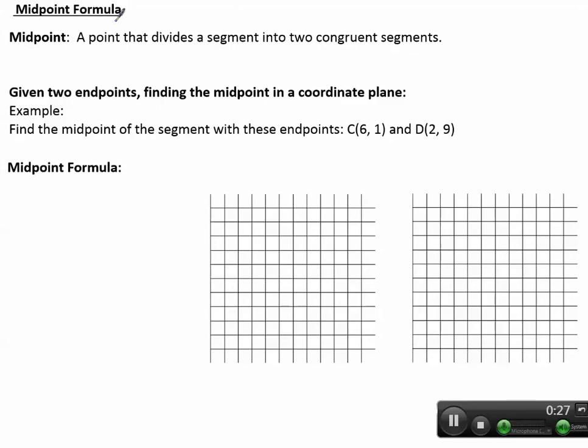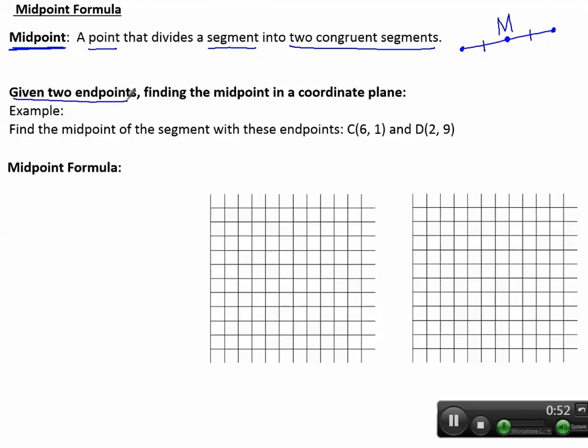Midpoint formula. Recall that a midpoint is a point that divides a segment into two congruent segments. For example, if we draw a picture of a segment and then draw its midpoint, usually labeling it with capital letter M, the two segments on either side are congruent. We mark that with hash marks.